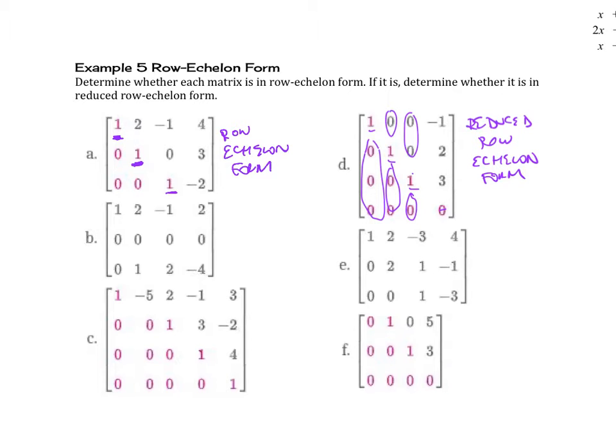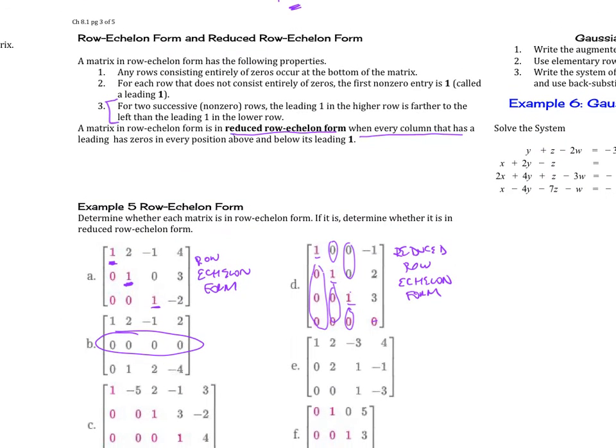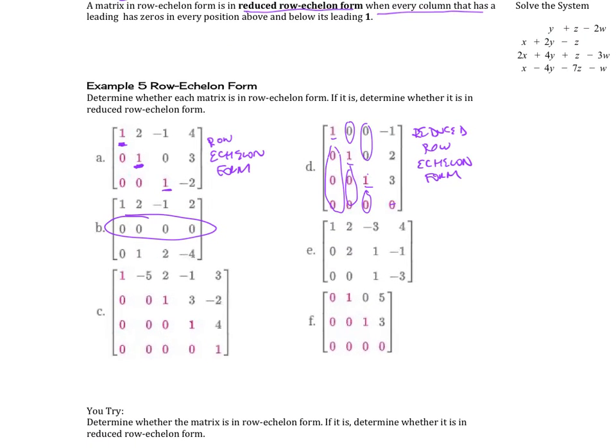Okay, the second example. Notice all these zeros here, that's not in the last row, and that's what it said: any rows consisting entirely of zeros occur at the bottom of the matrix, so this is not correct. So this is a no. The next one, we have 1 and then 1, 1 and 1. Then we have zeros here, and above it, no zeros above the ones. So this is just row echelon form.